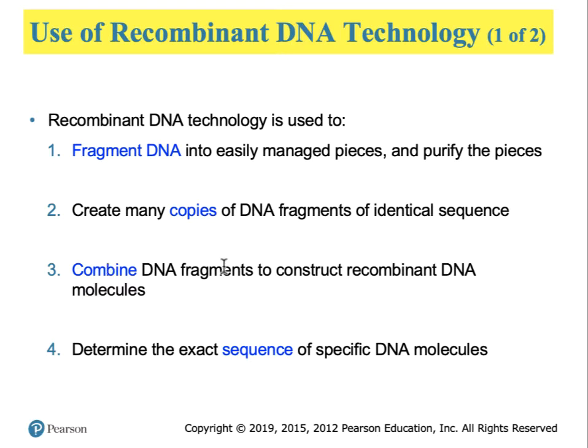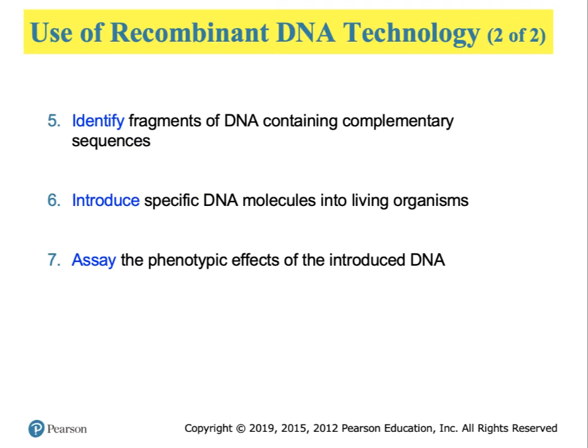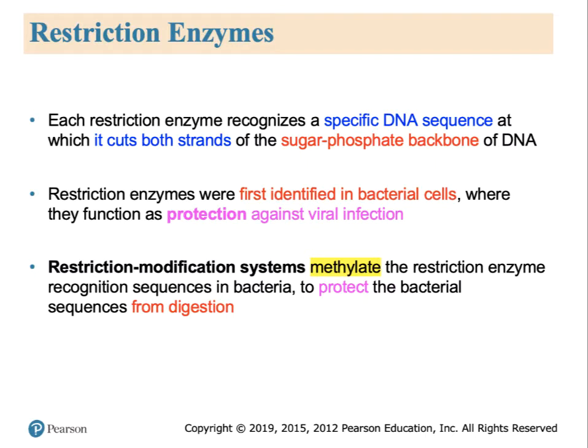Those fragments are then placed inside more manageable DNA molecules that may belong to an organism in which they can be grown, and then to determine, if required, the exact sequence of the fragments obtained. These researchers could go on then to identify fragments of DNA containing complementary sequences. And once those were identified, introduce specific DNA molecules back into living organisms, and then determine the phenotypic effects of those isolated DNA fragments.